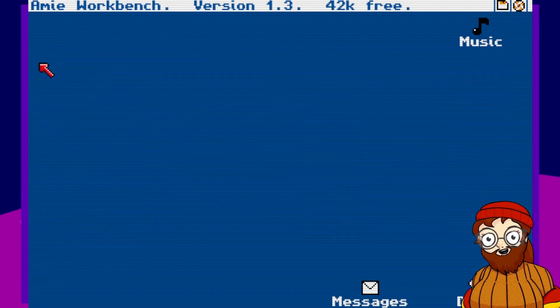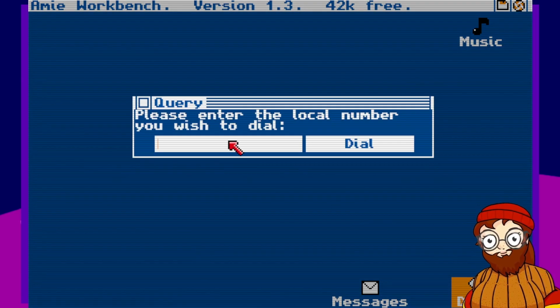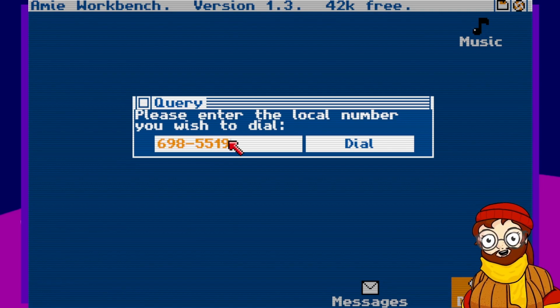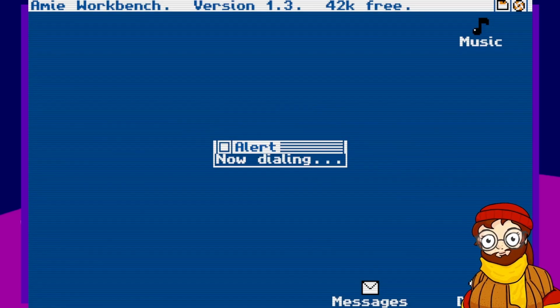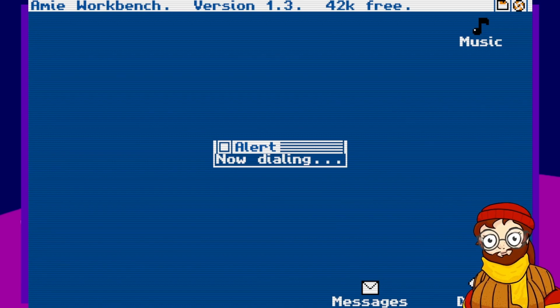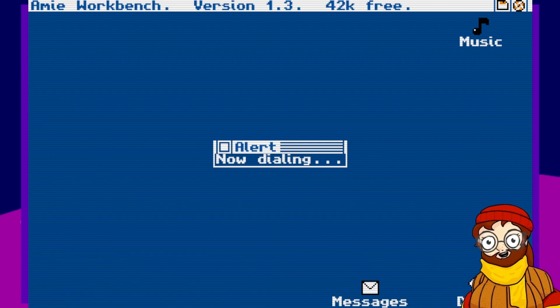698-5519. A lot of cars outside tonight.